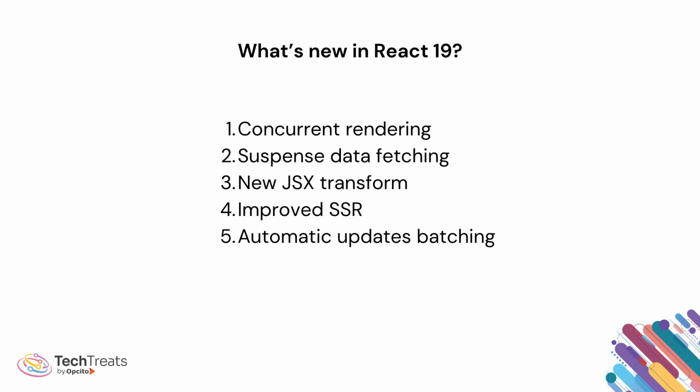Next on my list is improved server-side rendering, which is called SSR. React 19 has made SSR more efficient and faster, and this means faster rendering with improved algorithms to reduce the time it takes to render components on the server. And better SEO with improved search engine indexing.